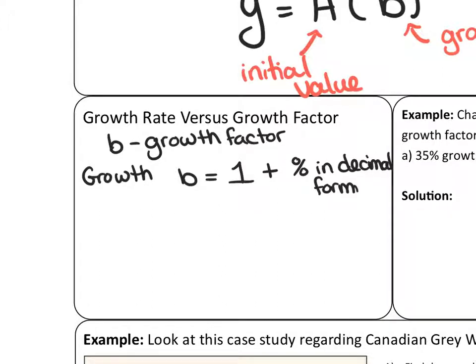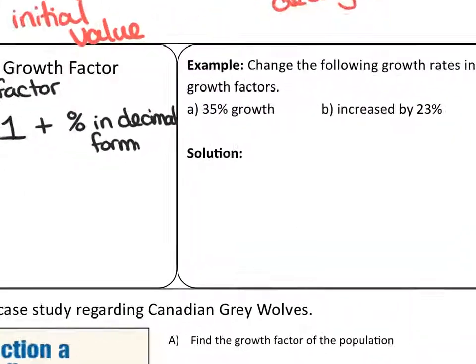So it depends on the question. Sometimes they just give you the growth factor, and it's usually 1 point something, or they'll give you the percentage increase. If they give you the percentage increase, we need to do 1 plus the percent in decimal form. So we need to change the percentage. Let's go over to the example, and I'll show you how that works.